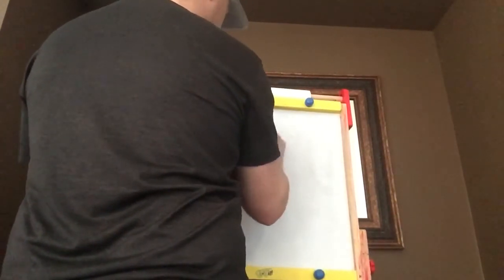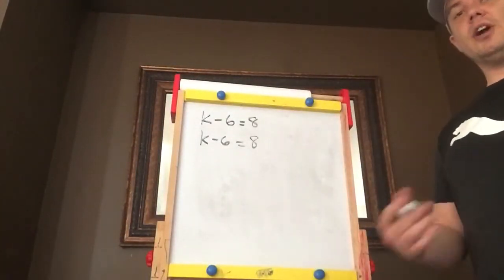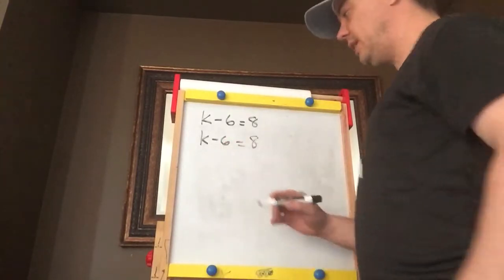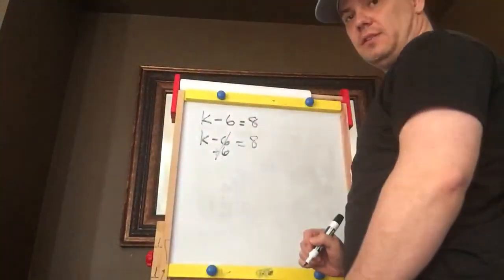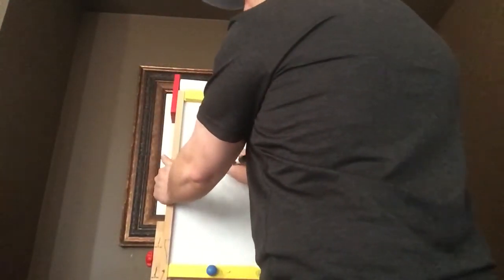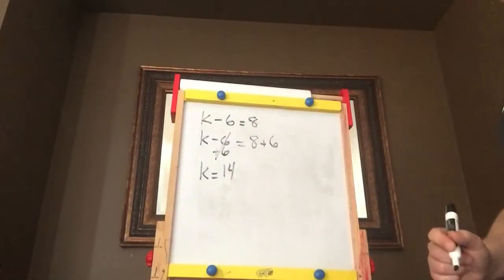I'll rewrite it. Now, we've got to subtract 6 there. The opposite of subtraction is addition. So in order to get rid of this 6, we need to add 6. Cross them out to show that they've canceled out, and do the same to the other side. And 8 plus 6 equals 14. Okay? Now we check our proof.